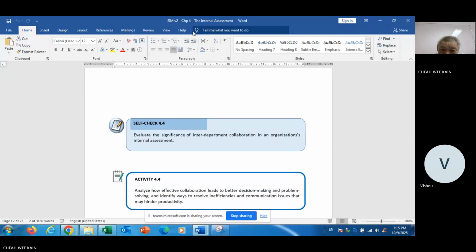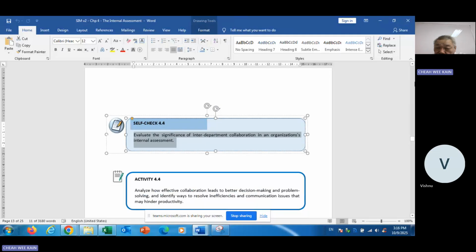So we look at the self-check. Evaluate the significance of interdepartment collaboration. Let me tell you straight away, it's very, very important, very significant. Because you want the people in the various departments, which have their own goals and objectives, to at least collaborate or cooperate, working together as a team to achieve the company goals and missions and vision and also the plan. If some of them are not collaborating, then, let's say, the production is waiting for the raw material, the warehouse is not cooperating and is delaying the delivery of the goods. Therefore, production cannot produce on time. So there must be a lot of cooperation.